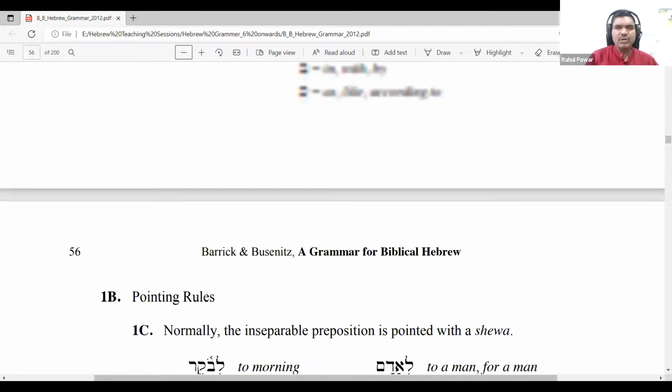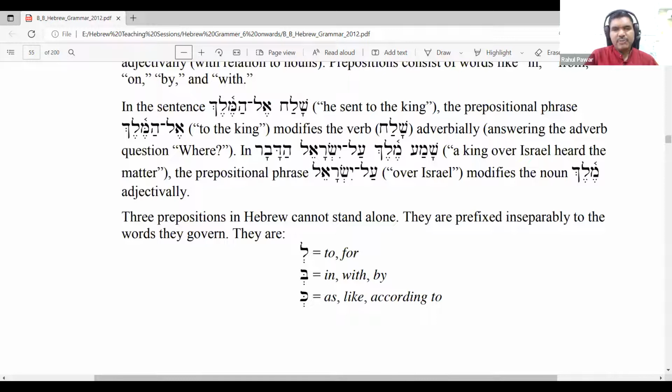Then we saw three inseparable prepositions: lamed, beth and kaf. Lamed means to, for; beth means in, with, by; and kaf means as, like, according to.